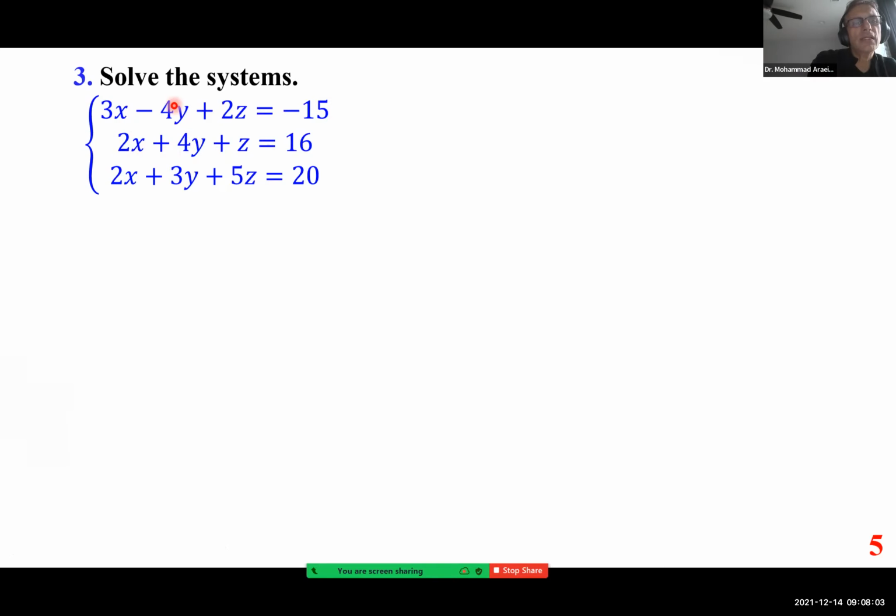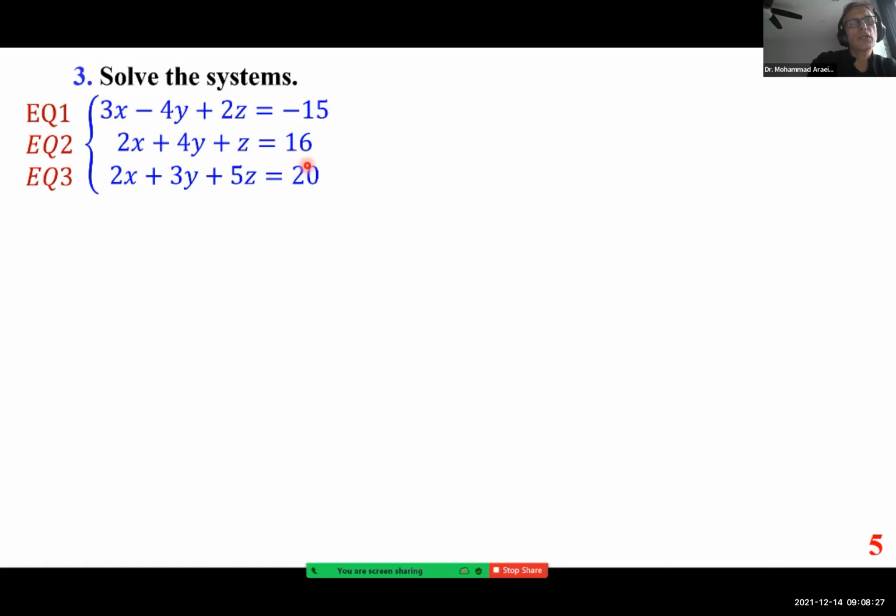We clearly see these 2. If we add up the first 2, the y's cancel each other. So first let's call them equations 1, 2, and 3. Now, if I add the first and the second equation, these 2 cancel each other. So what do we get here?